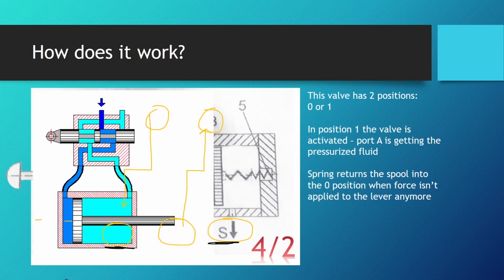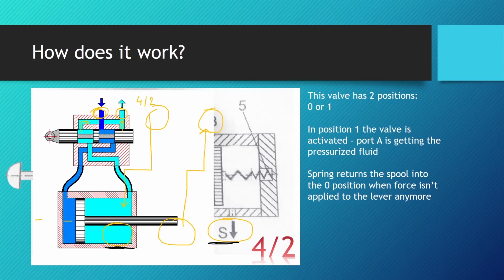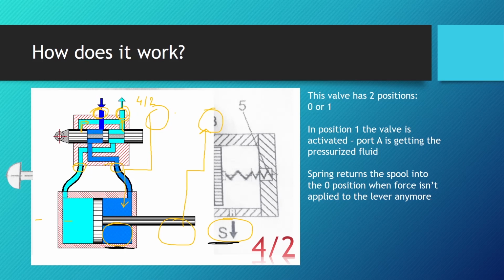Now if we take a look at this example right here, this animation, we can see that this DCV block has 2 return lines, right? But it actually comes to 1 port. So this is a 4/2 valve. It has 1, 2, 3, 4 ports. So you can clearly see that even though this one has these 2 lines, they eventually go out the block together to one specific line.